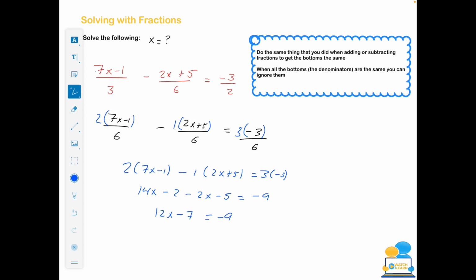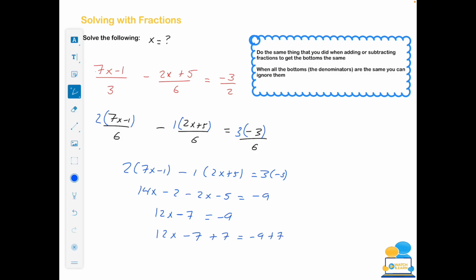Now, we need to get rid of this minus 7. We want x on its own, so we need to get rid of that minus 7. How are we going to do that? We will add 7 to both sides. So we'll have 12x minus 7 plus 7 is equal to minus 9 plus 7.